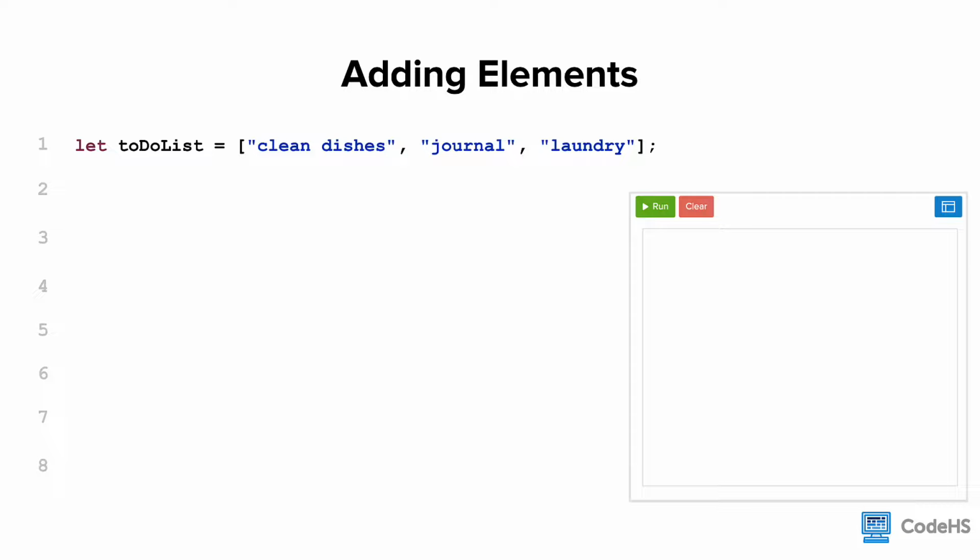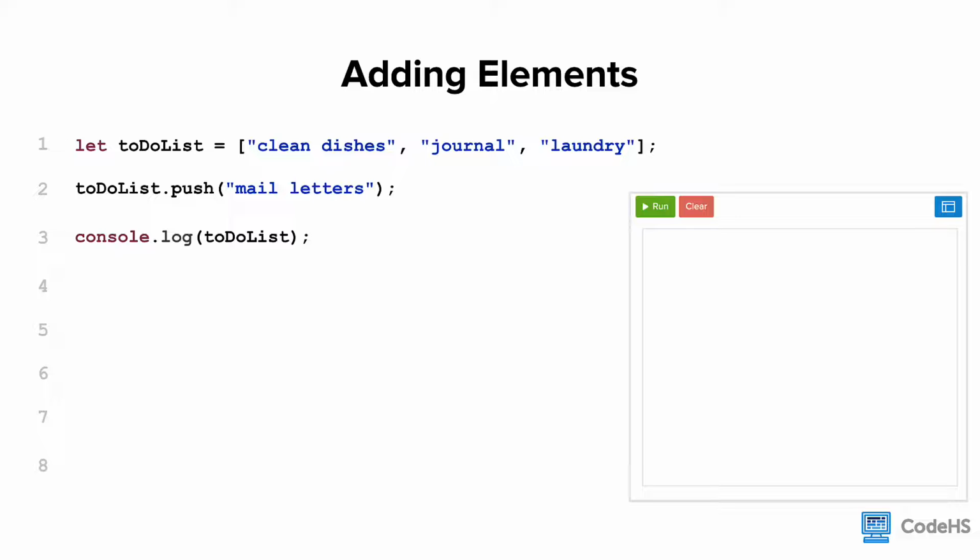Let's see how the push method works by adding some new tasks to our to-do list. To use the push method, we first write the array name dot push with the item we want to add to the array as an argument, in this case, mail letters. You'll notice that this dot notation, where it's the variable name, dot, and then a method, is very similar to the syntax you've been using with the CodeHS graphics, like circle dot set position.